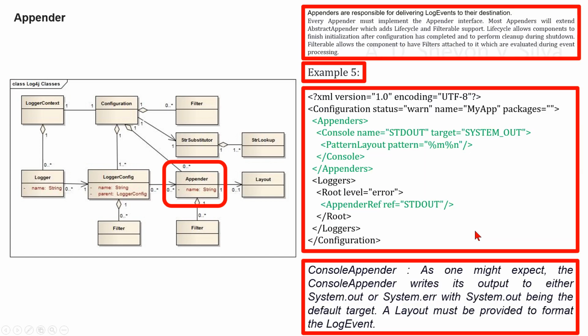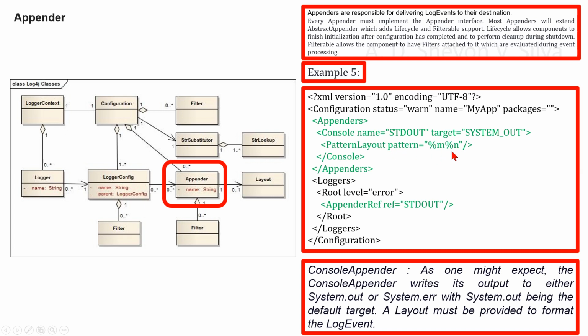This is a typical ConsoleAppender configuration. As one might expect, the ConsoleAppender writes its output to either System.out or System.err, with System.out being the default target. The layout must be provided to format the log event.